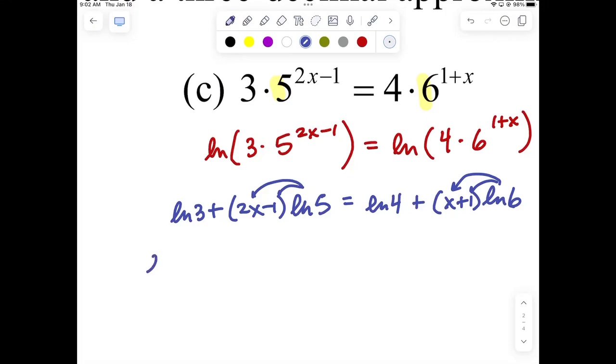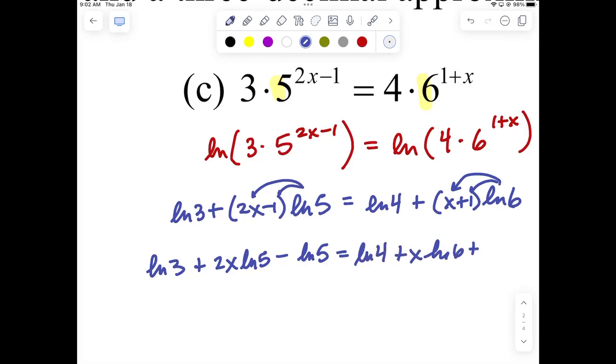Okay? So the natural log of 3 is just hanging out, and then this becomes 2x natural log of 5, minus 1 times the natural log of 5 is minus natural log of 5. Where are you putting the natural log of 5? Oh, wait. I'm just putting it in the back. Okay. So 2x times the natural log of 5, I'm just calling 2x ln of 5. And this becomes the natural log of 4 plus x natural log of 6 plus 1 times the natural log of 6 is natural log of 6.